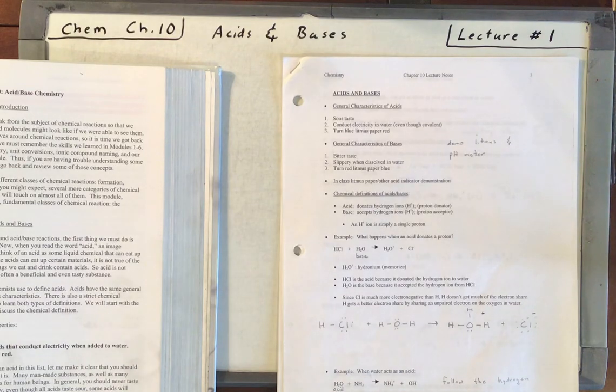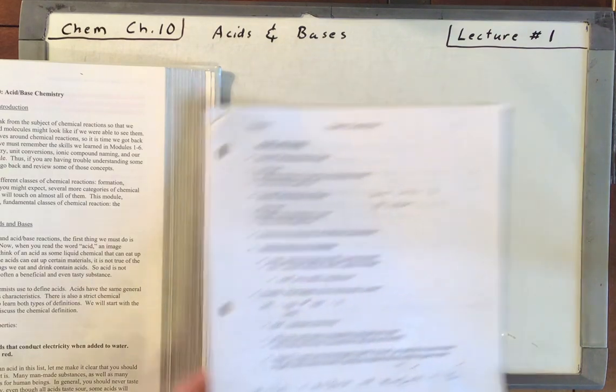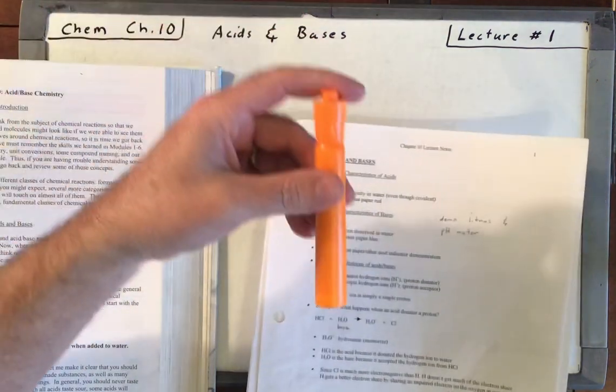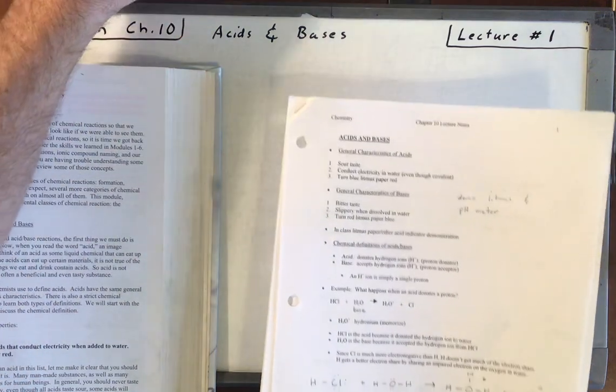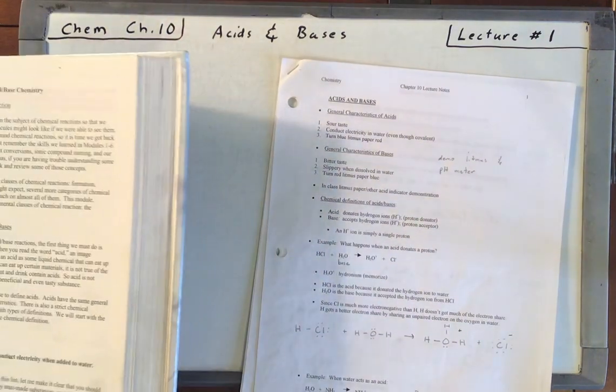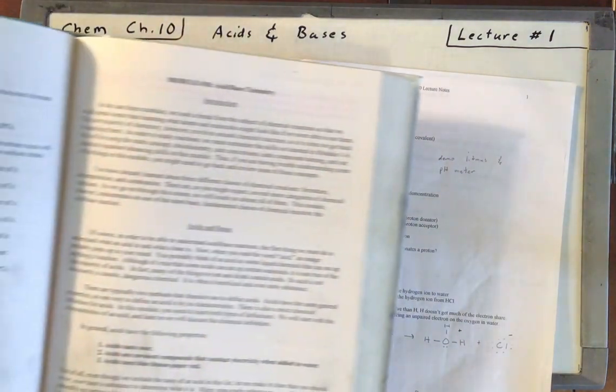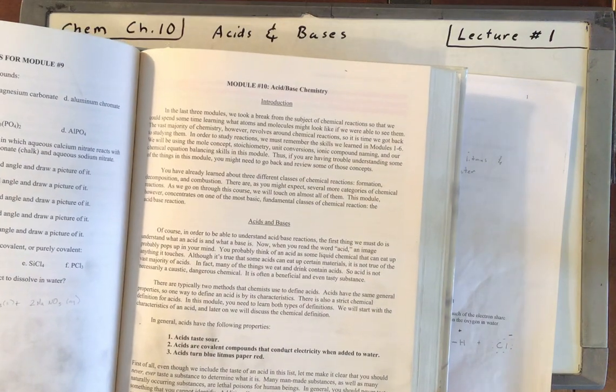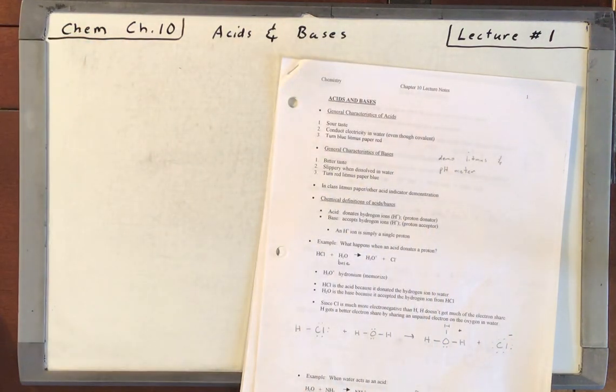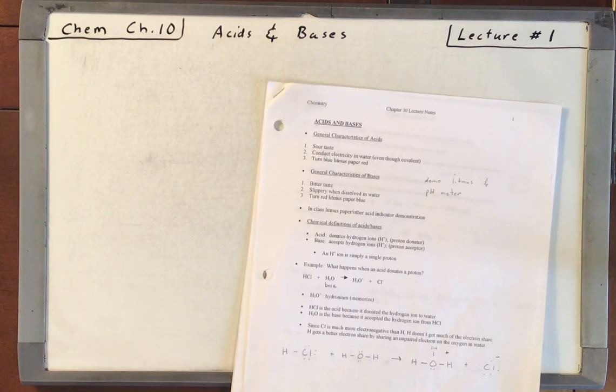Hello everyone, welcome to Chemistry Chapter 10, Lecture 1. You will need your blank note sheet, maybe a highlighter if you like to highlight. In the book, Chapter 10 begins on page 319. Also, in a little bit I'm going to have you pause and click on the link in the description box of a demonstration.